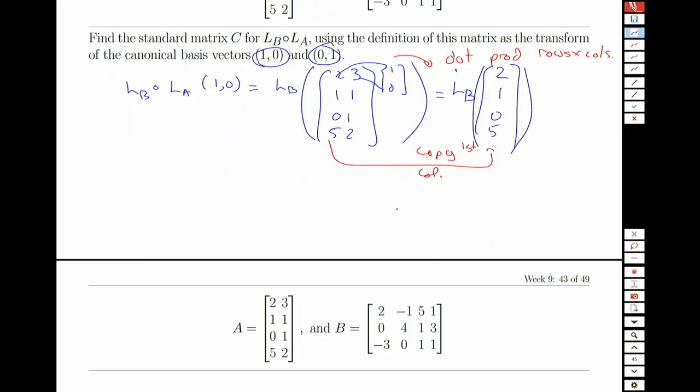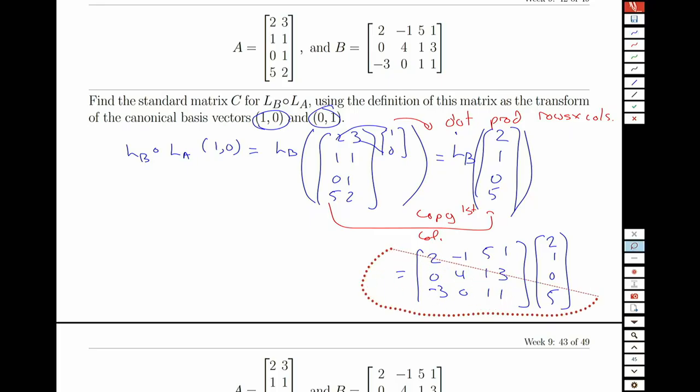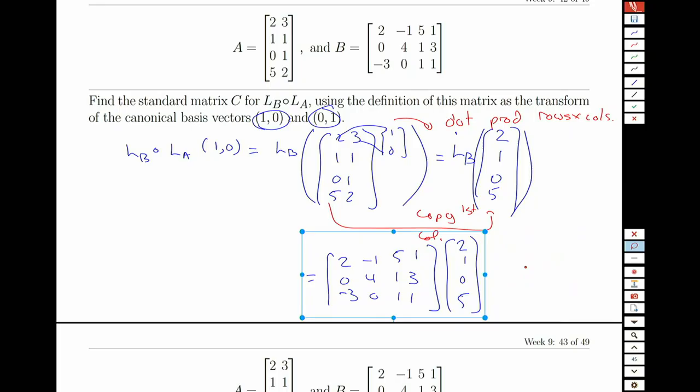That's going to give us something a little more complicated this time. We take our whole B matrix, 2, -1, 5, 1, 0, 4, 1, 3, -3, 0, 1, 1, and we're going to multiply that by 2, 1, 0, 5. Now that's going to be a little bit hairier for sure. I'm going to make a little more space for myself. I apologize. There we go. But notice the dimensions work. I can do, again, the product of this row and then with this column.